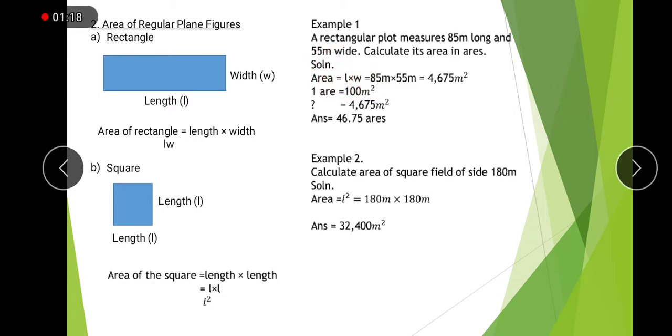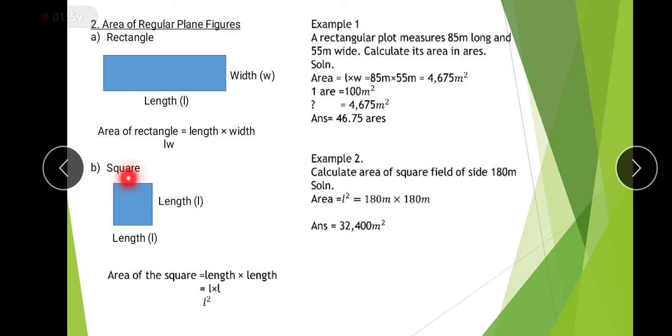In a solution, you know that area is length times width. Therefore, we just take 85 meter, you multiply by 55 meter. You'll find that the answer is 4,675 square meter. Now, you're told that your answer, we leave it in A. Therefore, you have to convert this one. You know that 1 A is equivalent to 100 square meter. Therefore, what about 4,675 square meter? Just cross multiply. The answer will be 46.75 A.